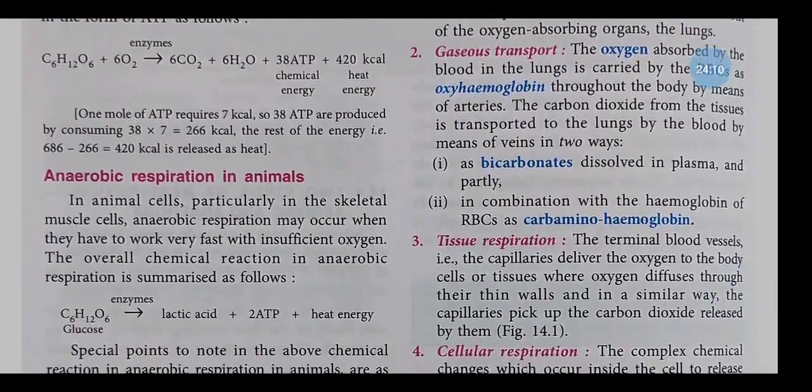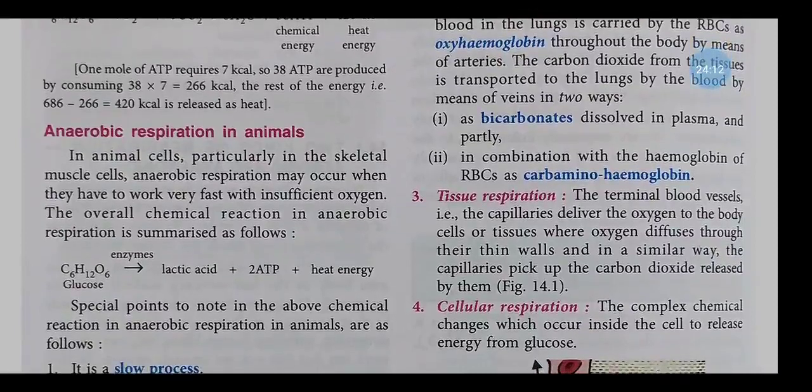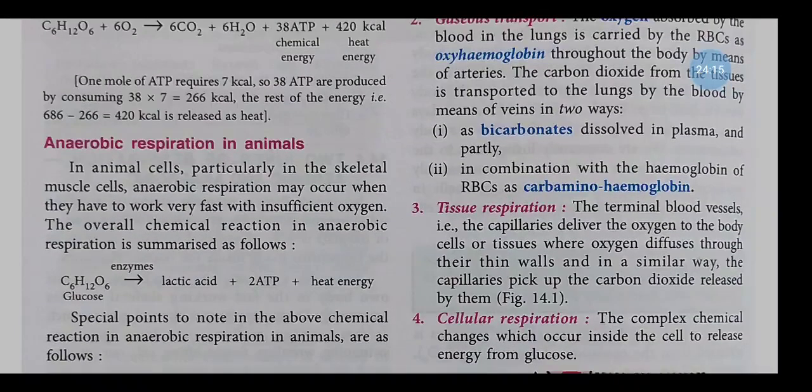RBC means red blood cells. Third is tissue respiration. The terminal blood vessels, that is capillaries, deliver the oxygen to the body cells or tissue, where the oxygen diffuses through the thin wall, and in a similar way the capillaries pick up the carbon dioxide released by them. So, oxygen is transported to the different parts of the body, to the tissues, through the capillaries.